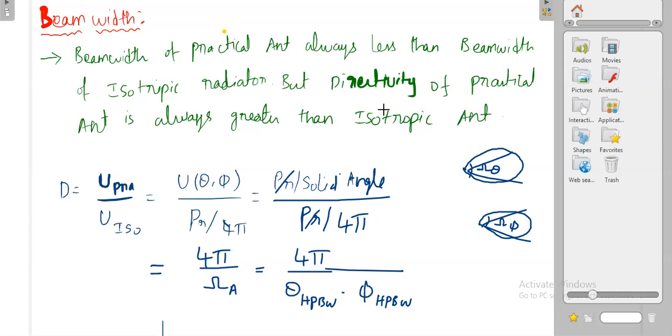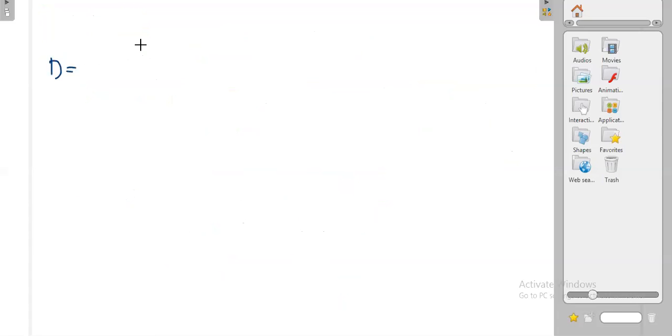Then there is another way you can write it, because this formula is in radian mode. Once the numerator 4 pi is in radians, the denominator also has to be in radians. Please be sure that whenever you write this, the half power beam width in phi and the half power beam width in theta, whether they mention it or not, have to be in radians, because radian divided by radian has no unit, and directivity does not have any unit. But sometimes they may give it in degrees also.